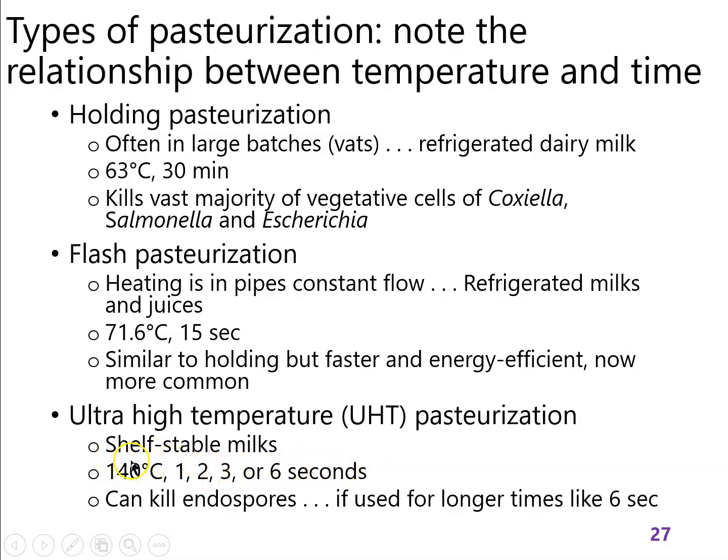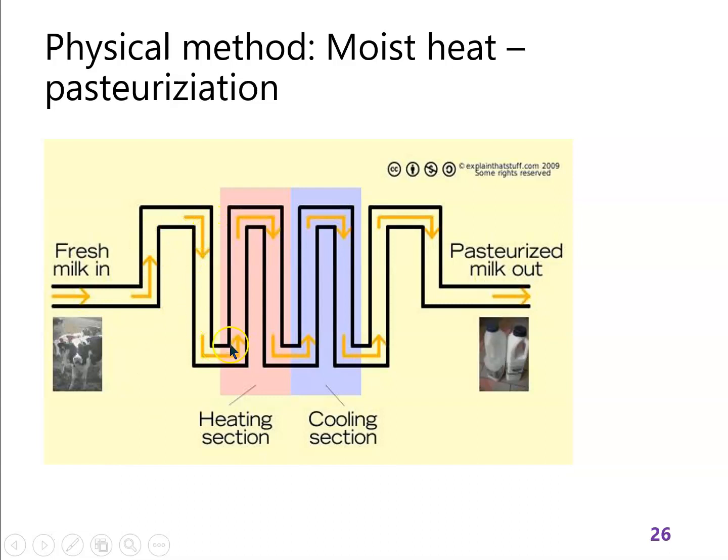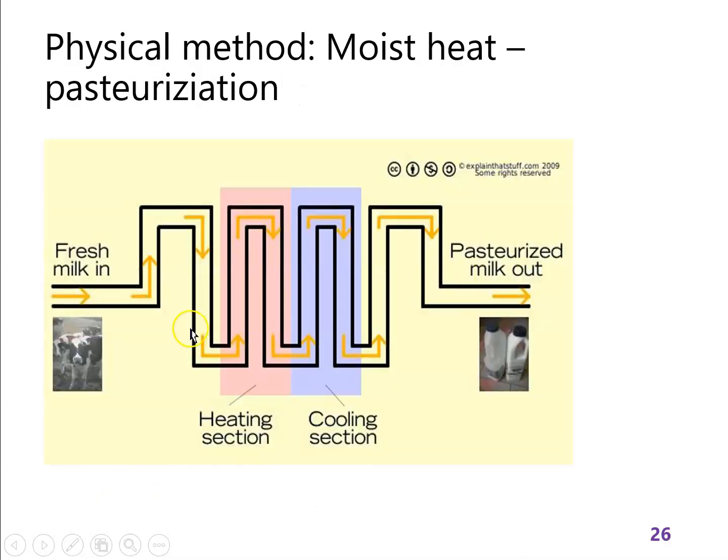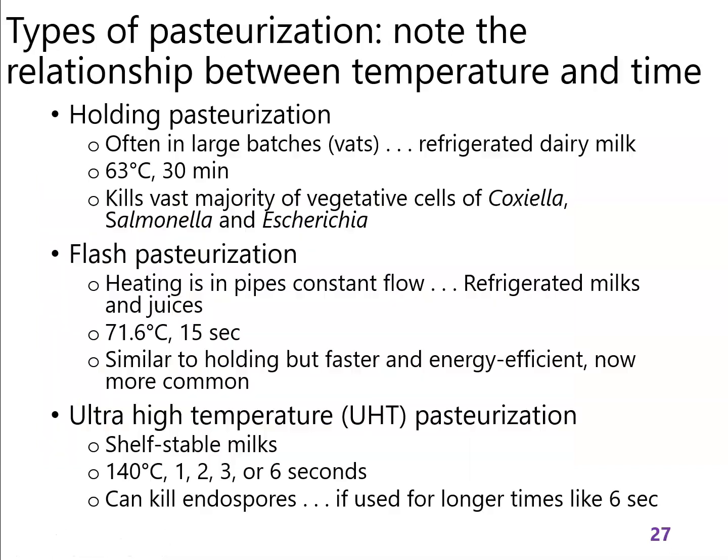If you send milk through one of these systems under extremely high pressure so that it won't boil, and you get it up to 140 Celsius, this is higher than an autoclave temperature. If it's at that temperature for 6 seconds, it will inactivate endospores. That milk will be sterile, and that's how shelf-stable milk is made. We don't see this much in the US, but if you look at a Parmalat box that would be more common in Western Europe, that's how they make it.